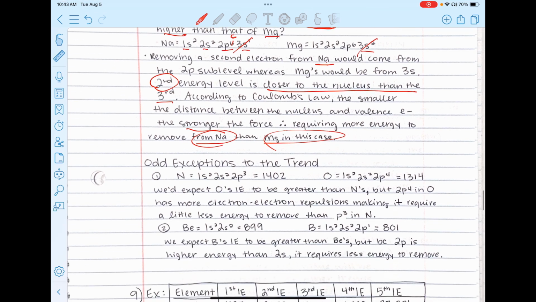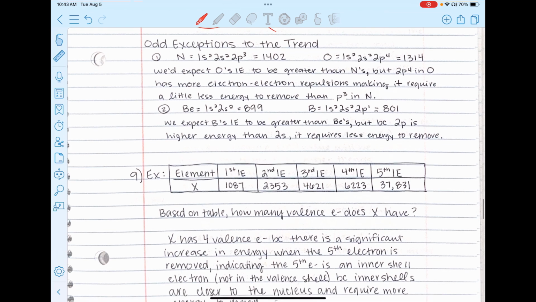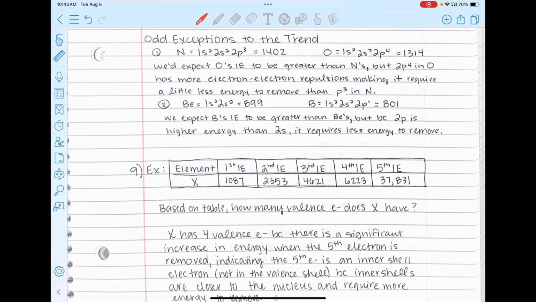Let's talk about some odd exceptions to this trend. There are a couple that exist. If these were to pop up, I don't want these to be intimidating. First, let's look at nitrogen as compared to oxygen. Based on the periodic table, nitrogen comes before oxygen. We say the ionization energy trends increase up and right, so we should have nitrogen and then oxygen. In theory, oxygen's ionization energy should be higher. But it's not. In reality, oxygen's is 1314, whereas nitrogen's is 1402.